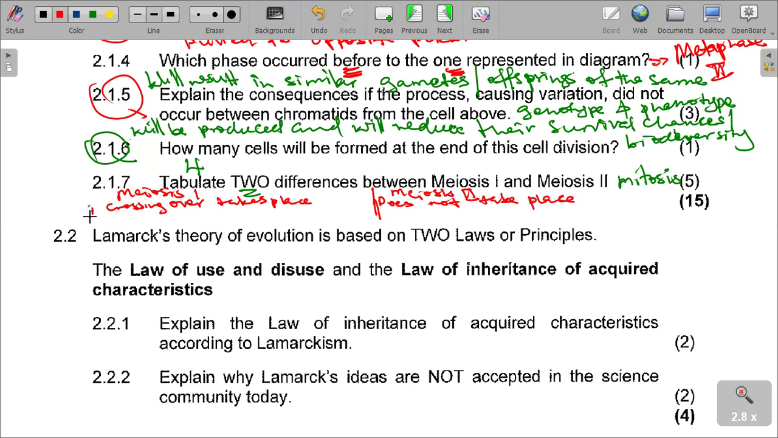That is number 1. Number 2, we also need to understand that meiosis 1 results in 2 daughter cells. It results in 2 daughter cells. This one, it results in what? It results in 4 daughter cells.